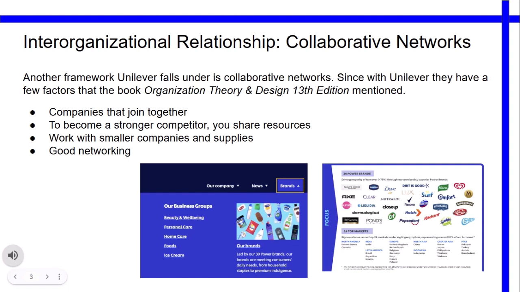I would be mentioning how the organization relationship with Unilever, with the framework where it falls under. So the category I believe it falls under is collaborative networks. So with Unilever, they have a few factors that the book mentioned in Organization Theory and Design, 13th edition by Richard. A few of the bullet points that I made to help explain it is how the companies join together, and because of that, it makes them a stronger competitor because they share resources. Along with that, they also work with small companies and suppliers.